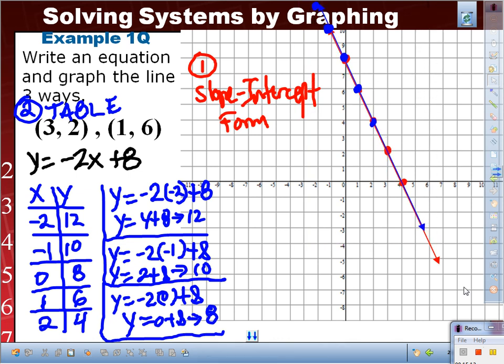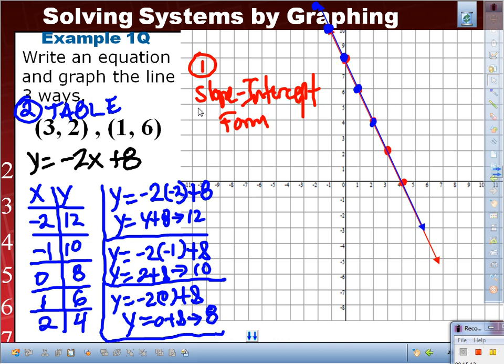Does that look like the same graph? Tell your neighbor why I got the same graph. Everyone, because it's the same what? The same equation. We're using the same equation, just a different method. So what was this method called? Using a table. What was the first one called? Slope-intercept form.